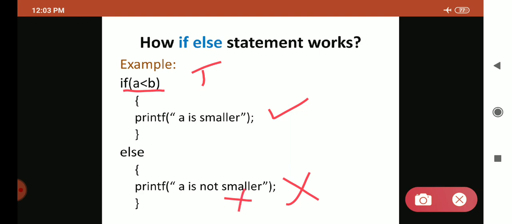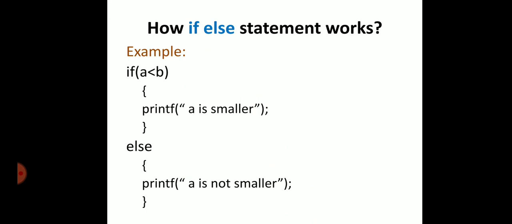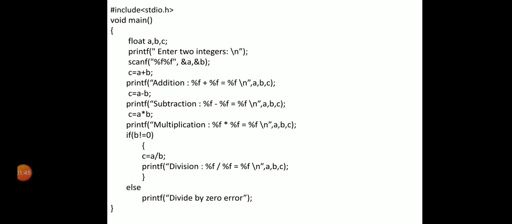But in case this condition is false, that is, if a less than b is false, then the control will skip this particular statement, a is smaller, and it will execute the else block, that is, a is not smaller will be printed. I repeat here, if the condition is true, then the if block is executed. If the condition is false, then the else block is executed.